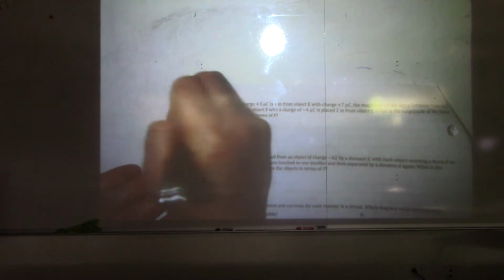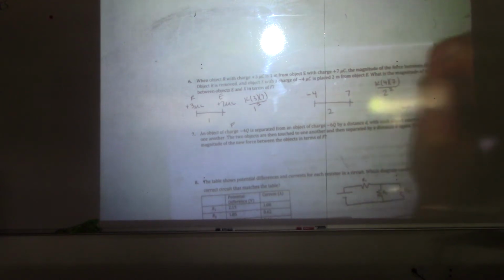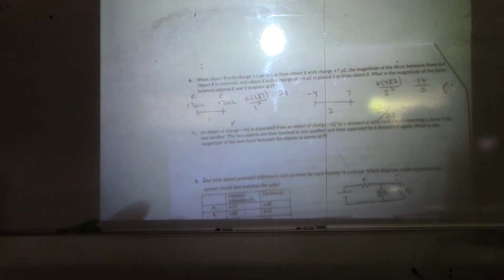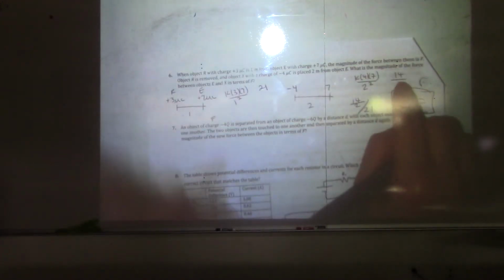Here we've got R, which is plus 3 microcoulombs, 1 meter from E, which is plus 7 microcoulombs. The magnitude of their force is F, so I've got k times 3 times 7 over 1 squared. Now R is removed and I've got negative 4, placed 2 meters away now. Still have E, which is the 7, so k times 4 times 7 over 2 squared. So that's 14 over 2, and this one is 21. Now I'm going to do new over old, 14 halves over 21, and you get 1/3 the old force. Notice that I knew these k's were going to cross off, so I just ignored them.